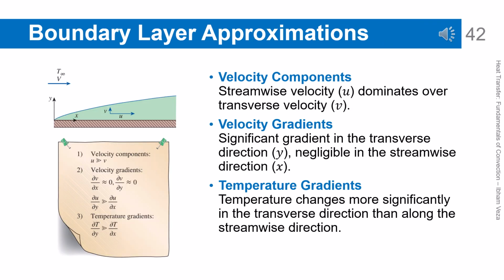Boundary layer approximations. In the boundary layer, the main velocity component is the streamwise velocity u, while the transverse component, v, is much smaller. The most significant velocity and temperature gradients occur in the direction normal to the surface. In contrast, variations in the streamwise direction are relatively small and can often be neglected. These simplifications make the Navier-Stokes equations much simpler.